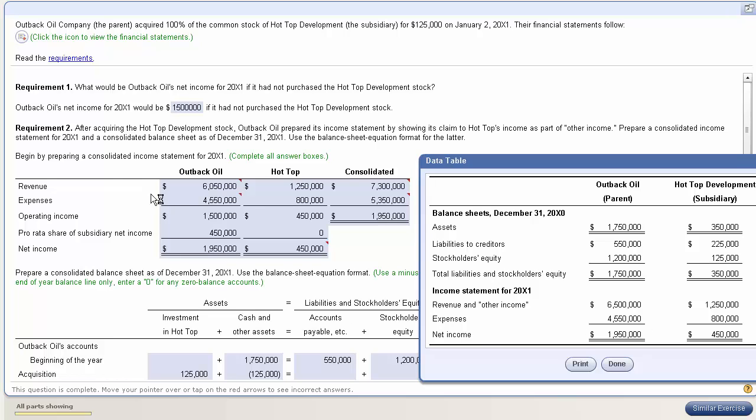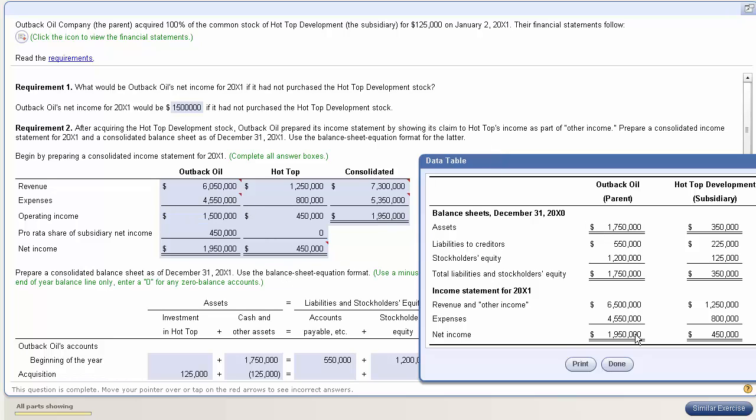Okay, next we'll take a look at requirement 2, and it reads, after acquiring the Hot Top Development stock, Outback Oil prepared its income statement by showing its claim to Hot Top's income as part of other income. Prepare a consolidated income statement for 20X1 and a consolidated balance sheet as of December 31st of 20X1. Use the balance sheet equation format for the latter. So let's first take a look at the consolidated income statement.